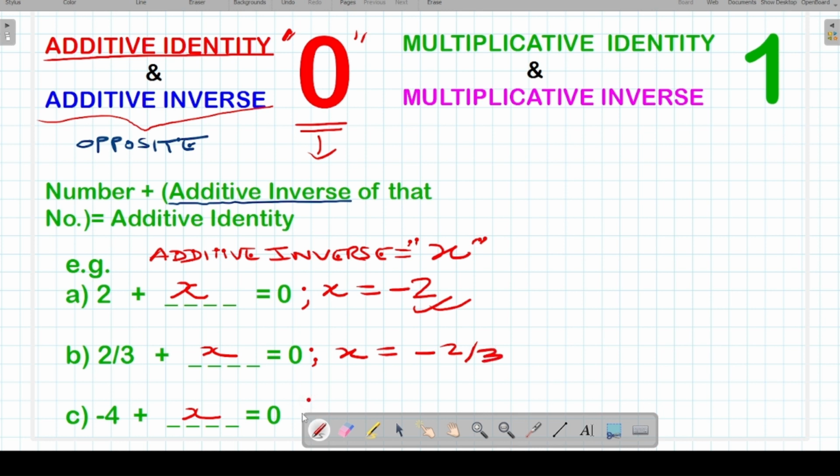As we can see in the first question, number A, x equals -2. So -2 is the additive inverse for 2. Similarly, in question number B, when we solve, we will get x equal to -2 by 3, which will be the additive inverse for question B, that is 2 by 3. Similarly, for -4, the additive inverse will be 4. The main concept underlying this is that when a number is added to its additive inverse, it should come as 0, because 0 is the additive identity, right?